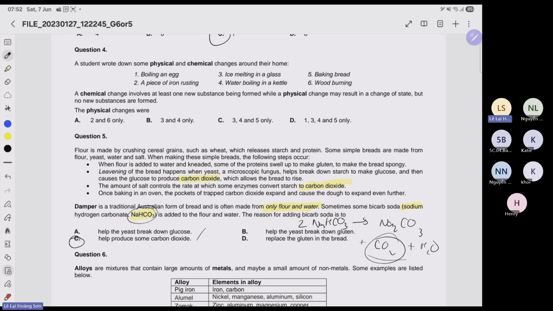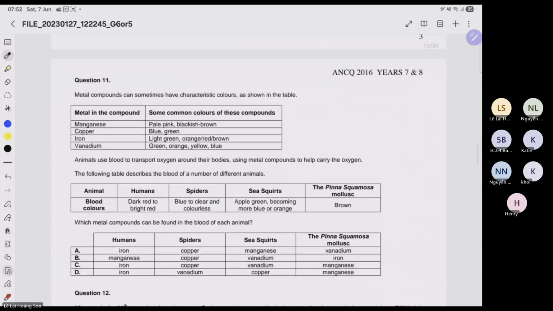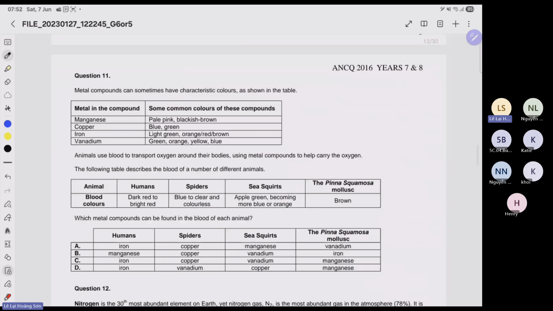Question number 11. We have this metal, all right, and animals use blood to transport oxygen around their bodies. The following describes the blood of a number of different animals. Which metal can be found in the blood of each animal? Right, we have to map the color to the corresponding color up here.